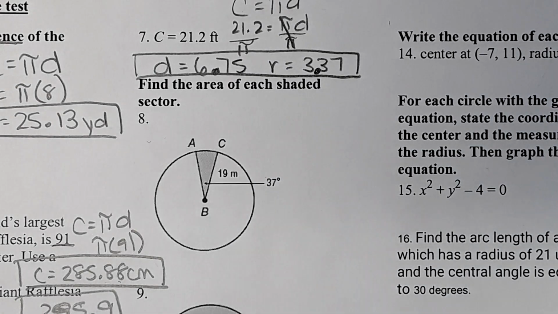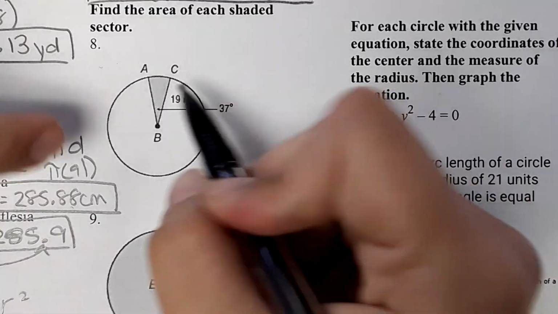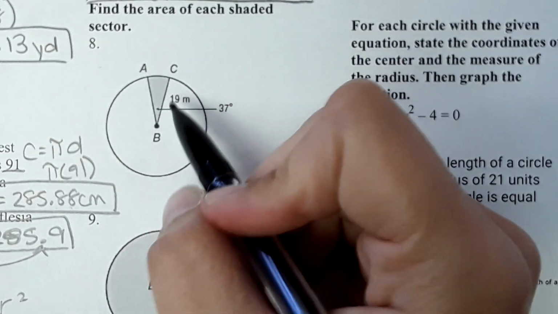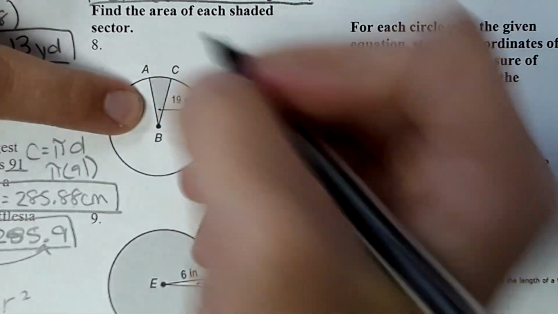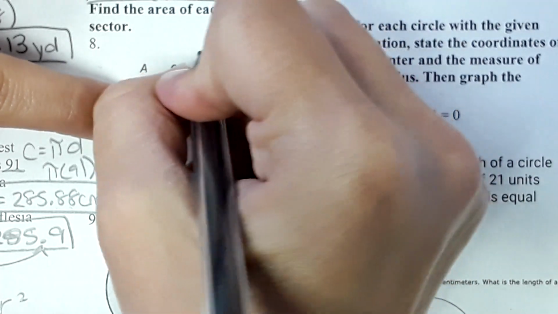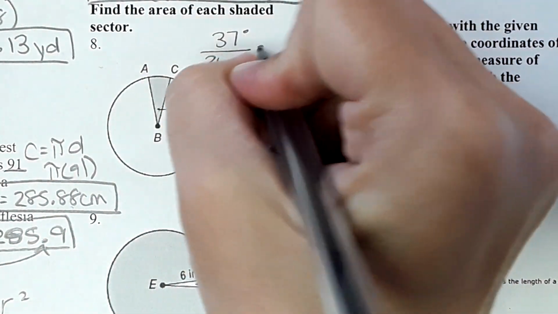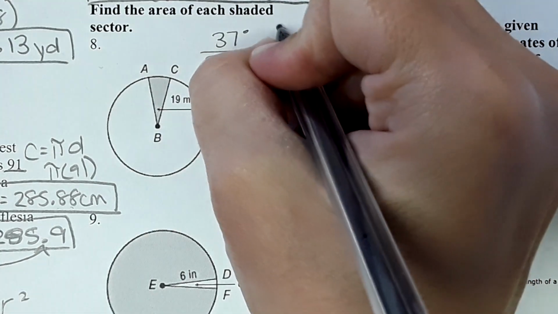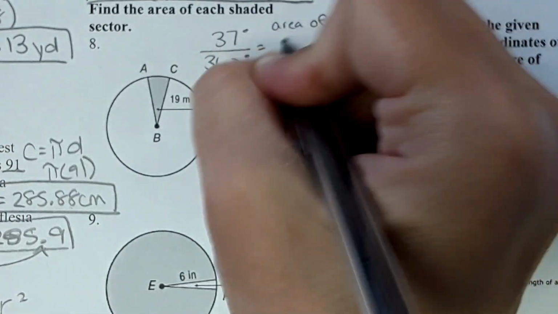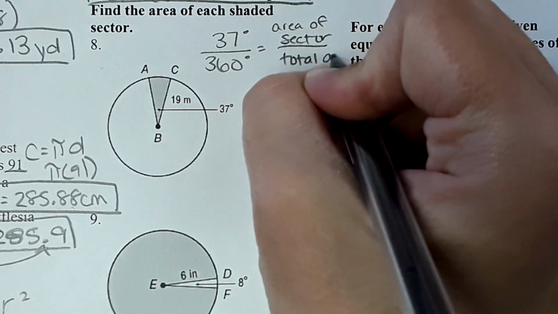Okay. Now we're going to find the area of a shaded sector. So when we did this, we're essentially finding part of the area. So we're going to set up a proportion. It says this sector is 37 degrees, so we'll do 37 degrees over 360. That's the part of the circle. And then we put that equal to the area of the sector over total area of the circle.